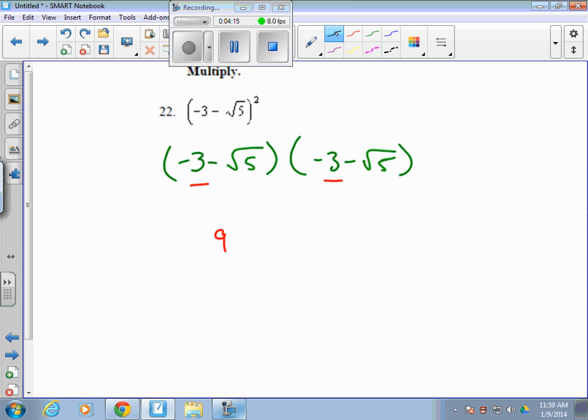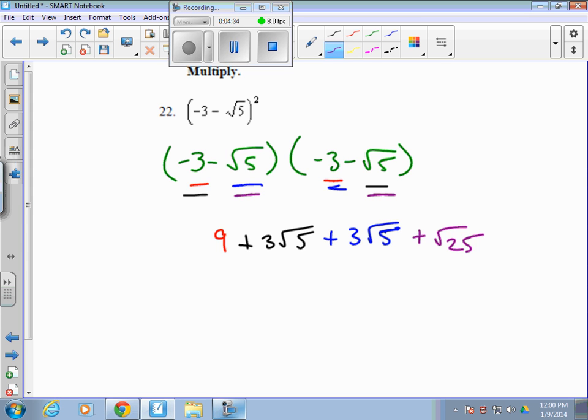Your outer terms, negative 3 times negative square root of 5 is positive 3 square root of 5. Your inner terms, negative square root of 5 times negative 3 is positive 3 square root of 5. And then your last terms, negative square root of 5 times negative square root of 5 is positive square root of 25, which simplifies to positive 5.